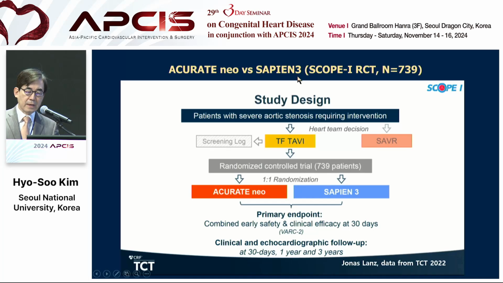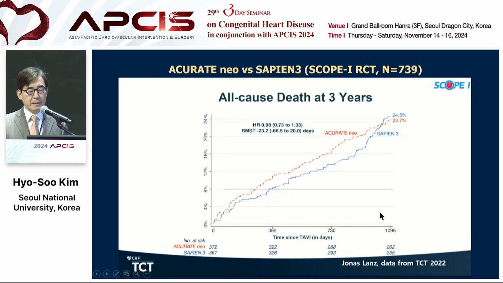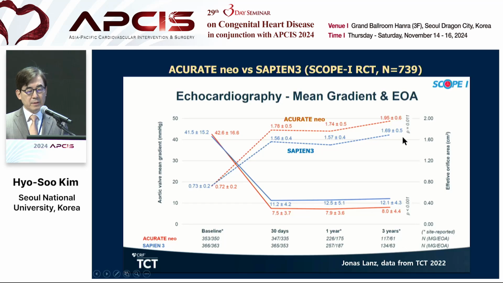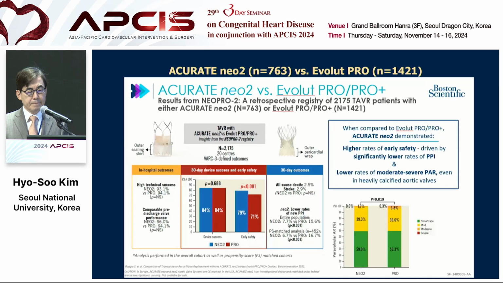There's another RCT, SCOPE 1, to compare AcurateNeo and Sapien 3. Three-year results: all-cause death was equal, but soft endpoints such as orifice area were wider in Accurate, and gradient lower in Accurate. Compared with Evolut Pro, this is a registry. The conclusion is shown here. AcurateNeo provides a higher early safety profile driven by a significantly lower rate of PPI or leakage.